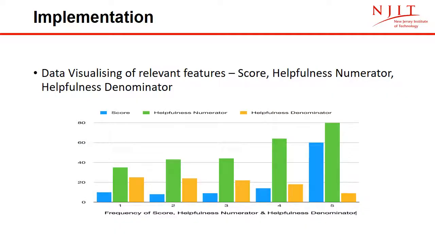Similarly, on this slide, we see the graph which shows the frequency of score, helpfulness numerator, and the denominator. The reason why we did this is to understand what is the expected output that we should be getting, because it is very essential to understand and study the data beforehand, so that we can understand whatever output we get is something that we are expecting or not. It shouldn't be something unexpected. This was very helpful for testing purposes, so we actually went ahead and used Tableau to visualize the data.